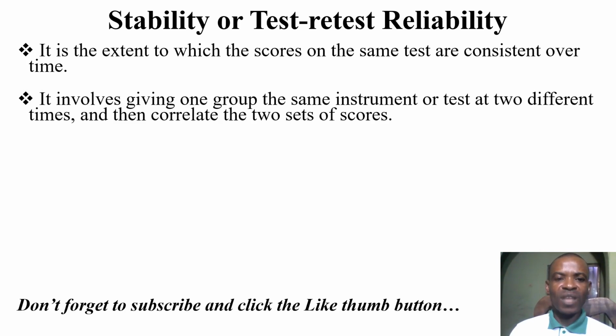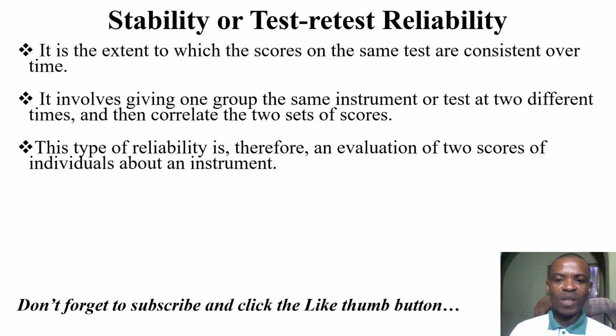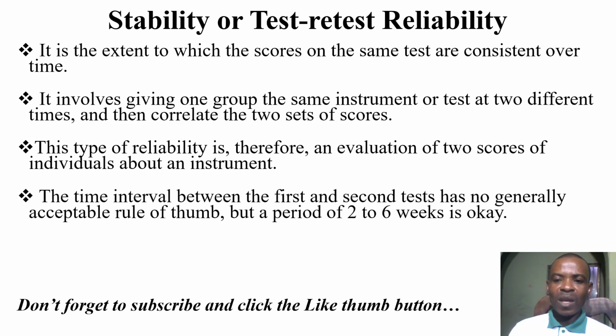It involves giving one group of persons the same instrument or test at 2 different times, and then you correlate the 2 sets of scores obtained from the 2 times. This type of reliability is therefore an evaluation of 2 scores of individuals about an instrument. That means it tends to evaluate scores of individuals, not really the items of the instrument.